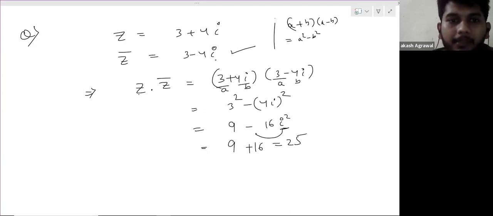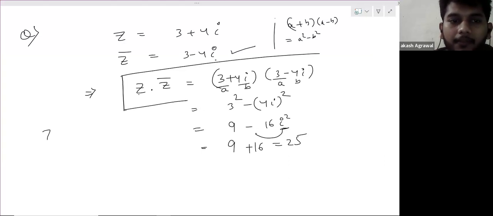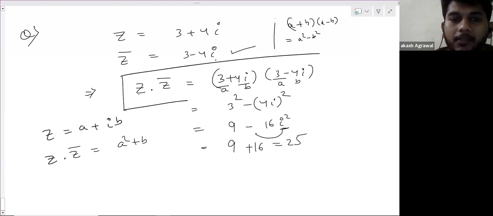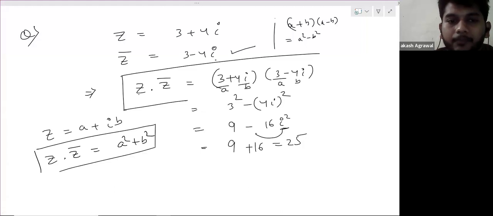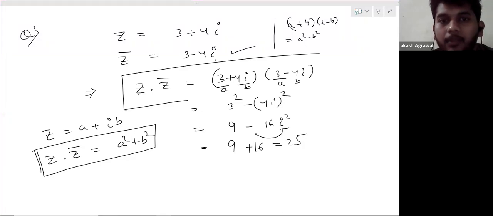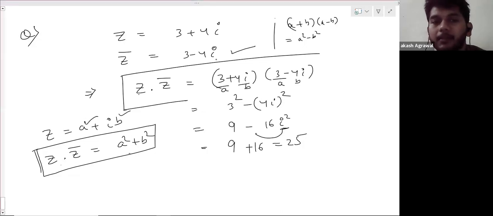Right? So please remember this. This is extremely important. Very important. Okay, note it down. Yes, Abdullah, the answer is 25. If Z is a plus ib, then Z times the conjugate of Z is equal to a square plus b square, the coefficient square and addition. That's it. All right.